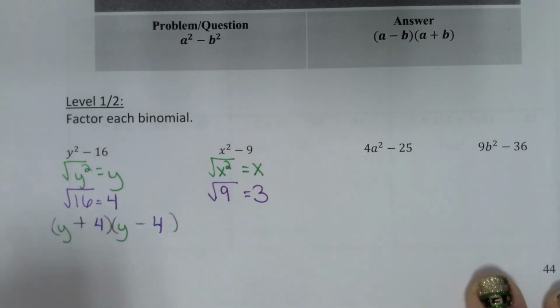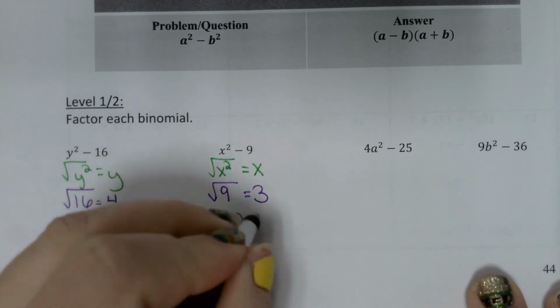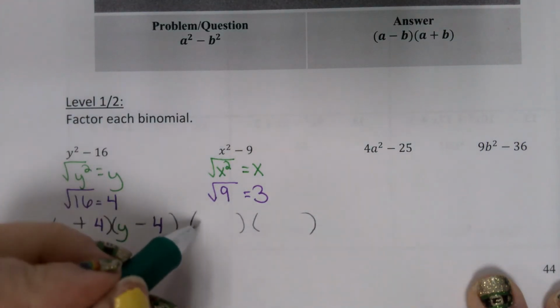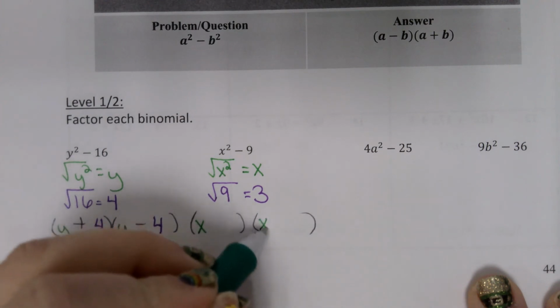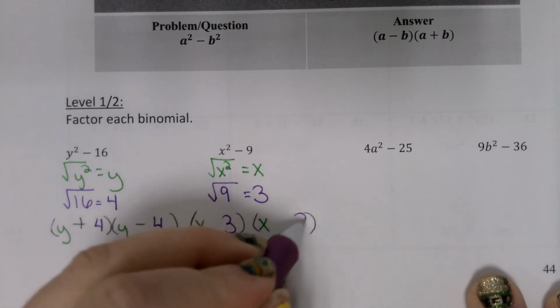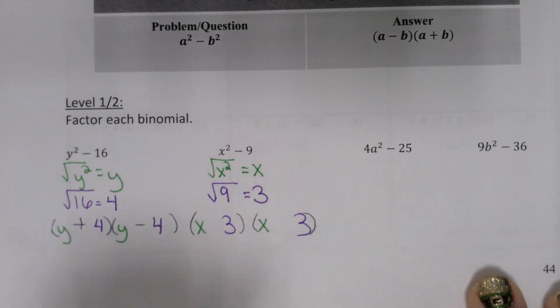So when I set up my parentheses, I have two sets of parentheses. The square root of the first term, which is x, will go in the front of each. The square root of the last term, 3, will go in the back of each. And we'll make one plus and one minus.